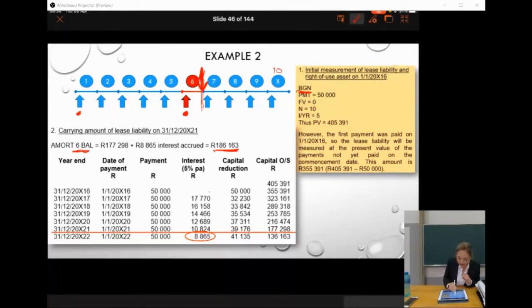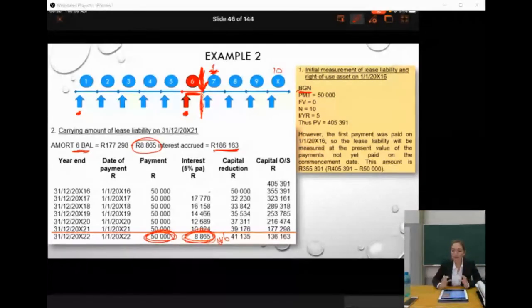But our financial year only ends over here. So we still have to add the interest for this period, and that interest will be included in payment 7. So for my 7th payment over here, the interest portion is the interest for year 6. And that's why we have to add that.